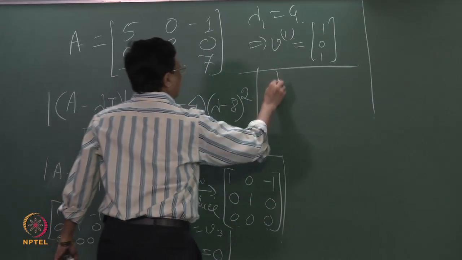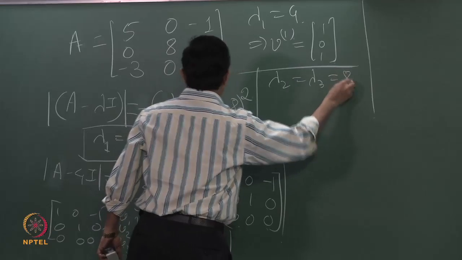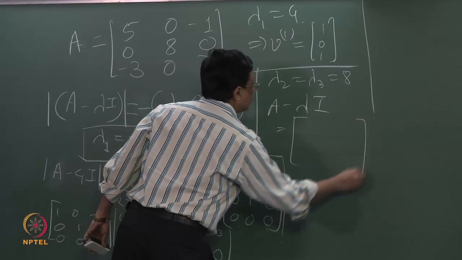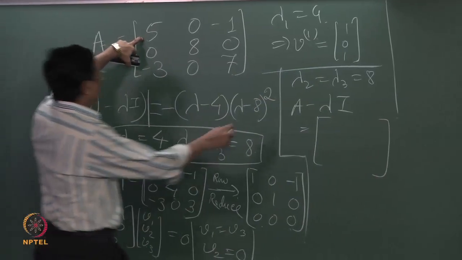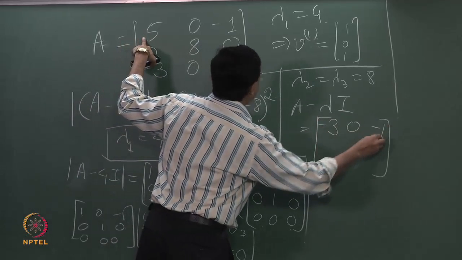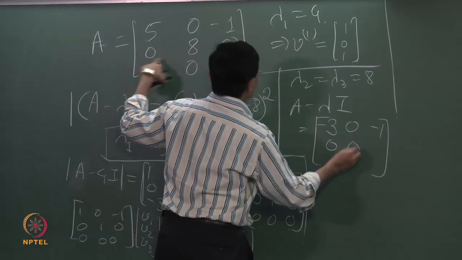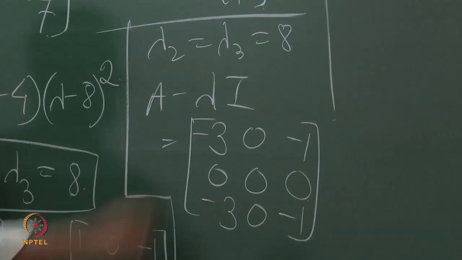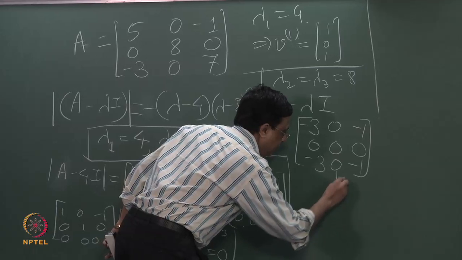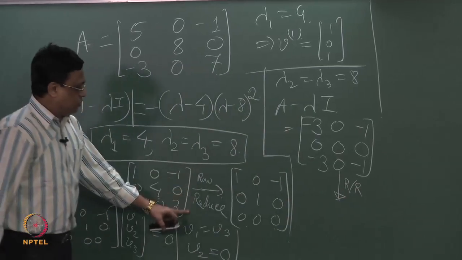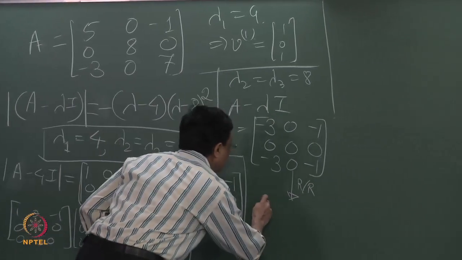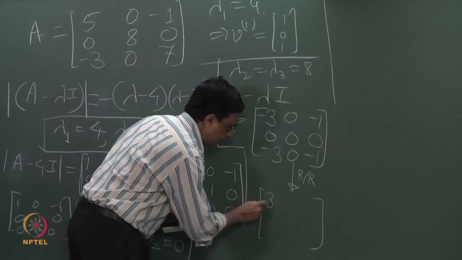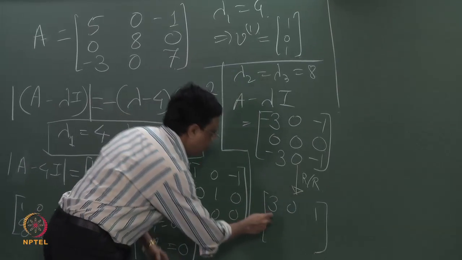Let us start with lambda 2 equals lambda 3 equals 8. What is A minus lambda I? What is this matrix? Check it out very easily. This will be minus 3, 0, minus 1, 0, 0, 0, minus 3, 0, minus 1. Good. Reduce this. I am writing in short. RR indicates row reduce. You will get 3 zeros.